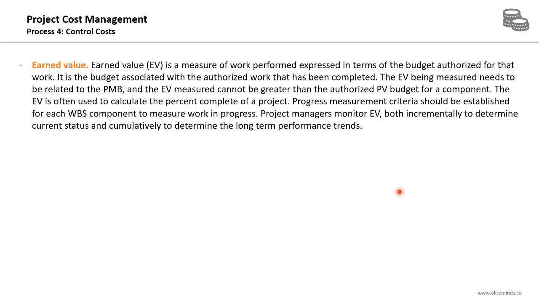Progress measurement criteria should be established for each work breakdown structure component to measure the work in progress. Project managers monitor the earned value both incrementally to determine the current status and cumulatively to determine the long-term performance trends of the project.